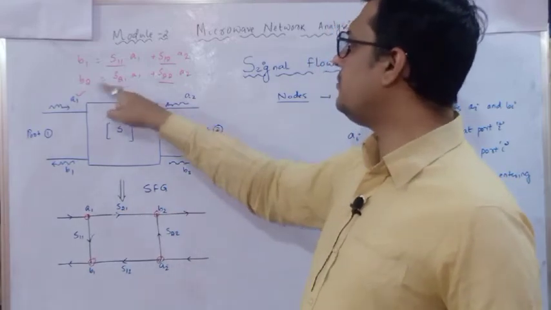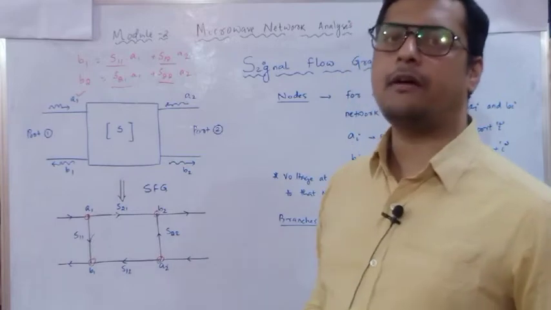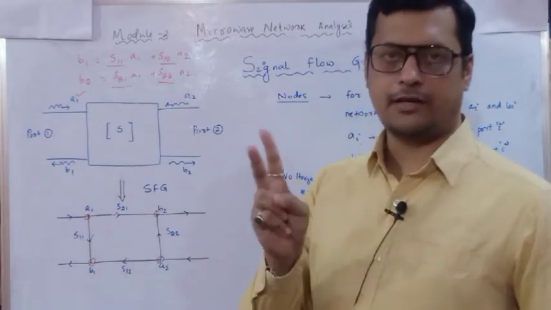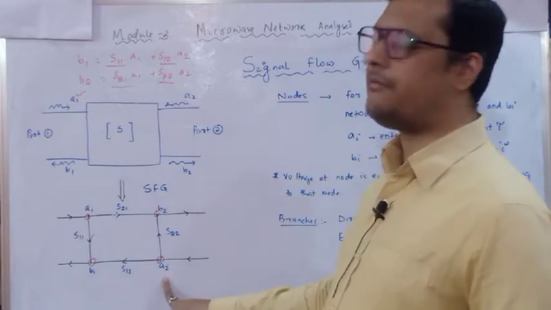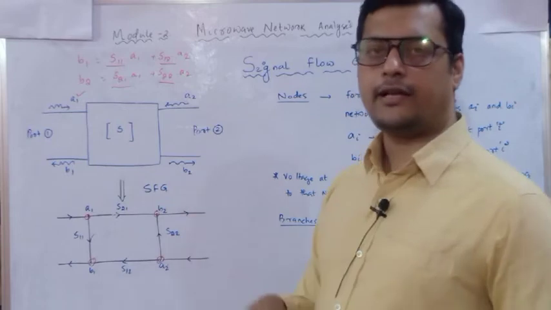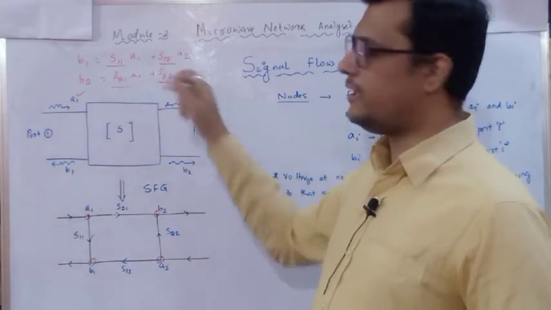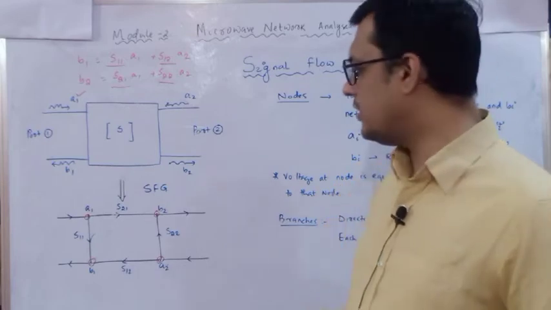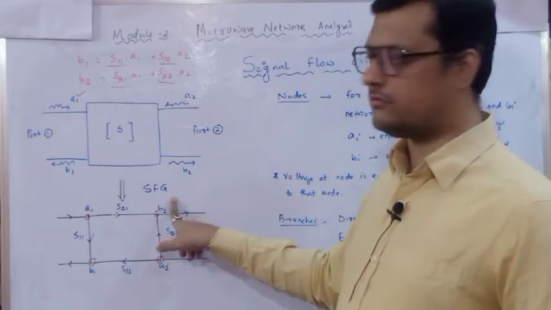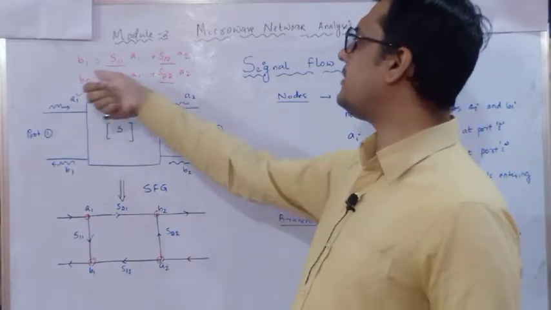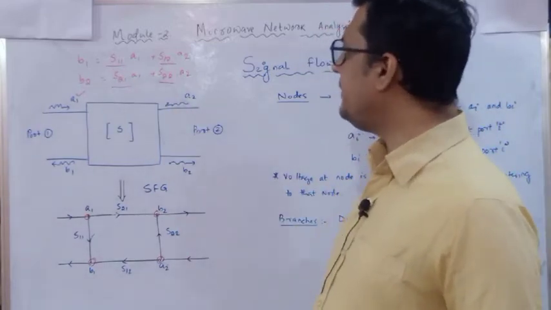Similarly, B2 forms a relation with A1 and A2. A1 we have formed. Next we have to form with respect to A2. So A2 I have represented here. It is S22. Now S22 is equal to what? B2 by A2. So the final point is B2, the initial point is A2. So it is A2 to B2. So it is S22. Similarly, A2 has a relation with respect to B1.